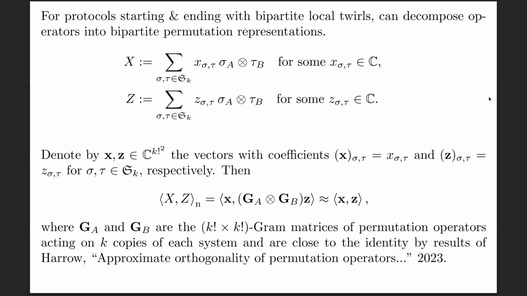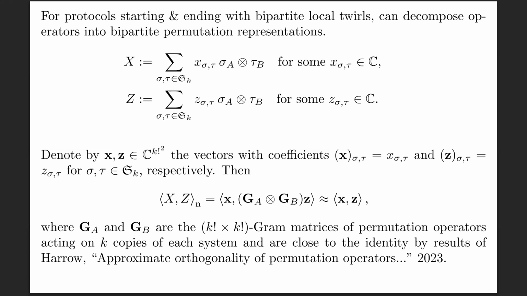And now we would go back to our setting with the bipartite local twirls and decompose the operators into these permutation representations. And we can calculate these inner products that we need to get the subspace angle approximately, all in this new permutation vector space. So we started with these operators that have this k-fold unitary structure as well as this permutation structure, on a space that's exponential in both n and k.